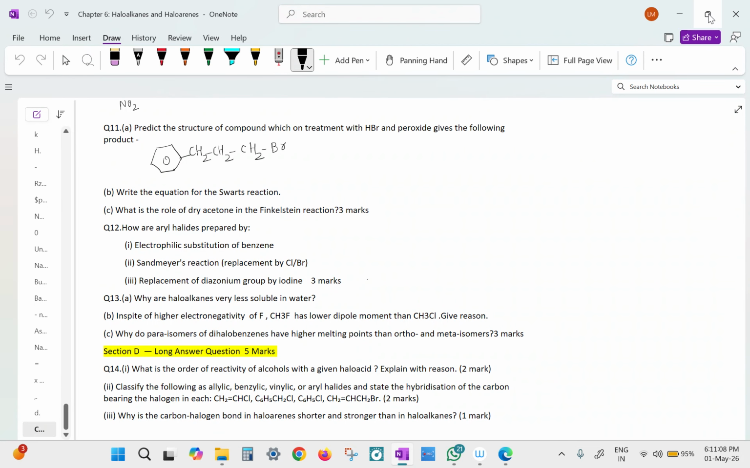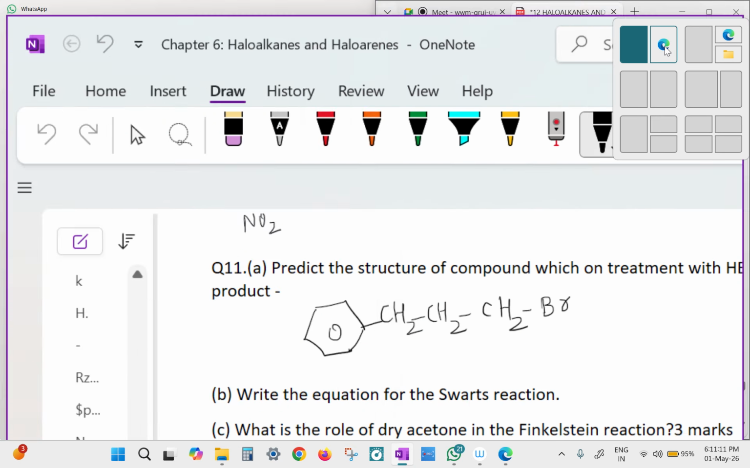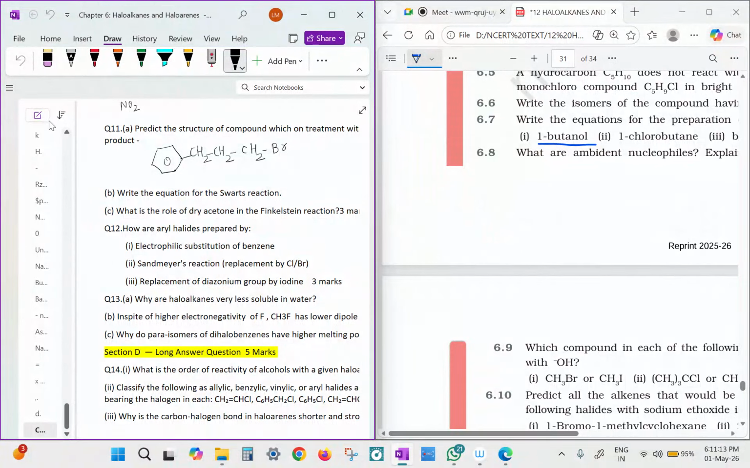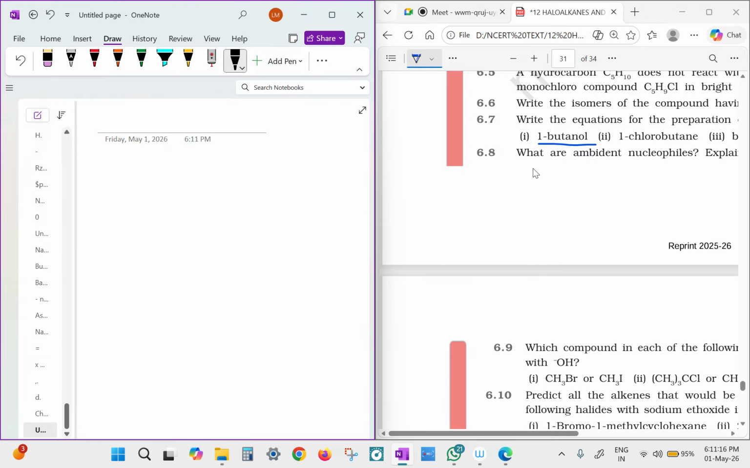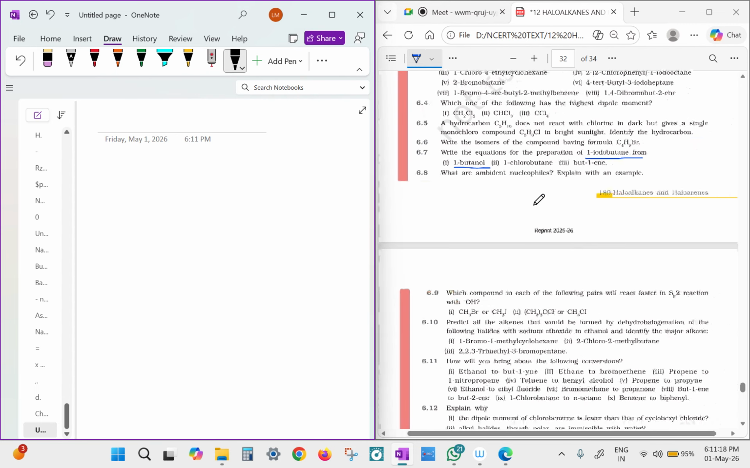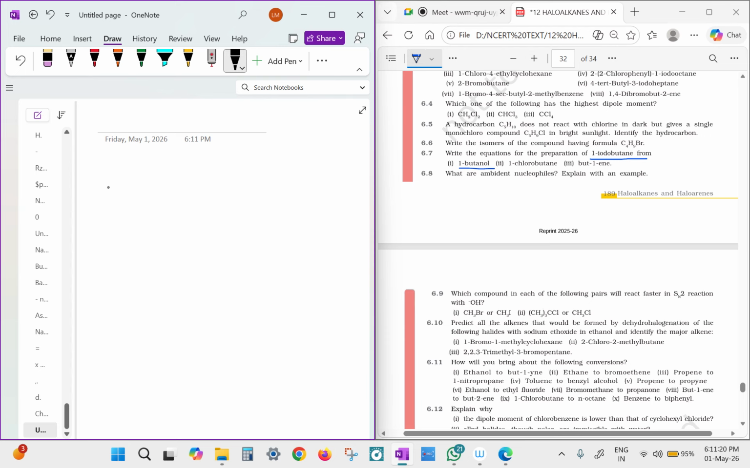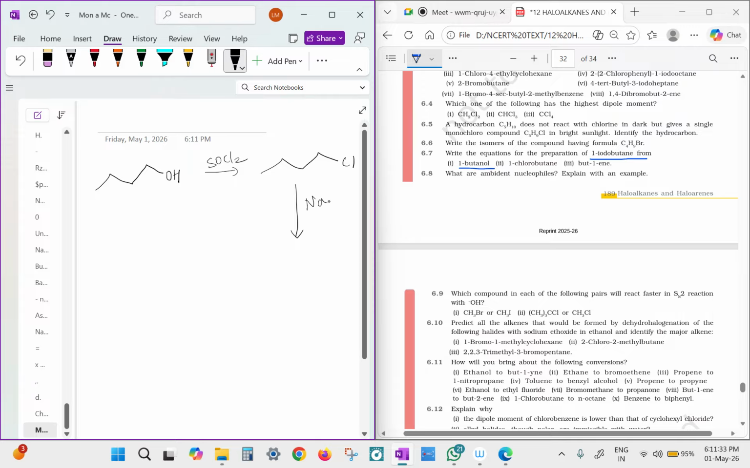Okay. Or you can go for a Finkelstein reaction also, correct? You can take 1-butanol, which is this, right? You can first treat it with SOCl2 and get a Cl. Once it is done, you can treat it with sodium iodide in the presence of acetone and you can make 1-iodobutane. Okay.